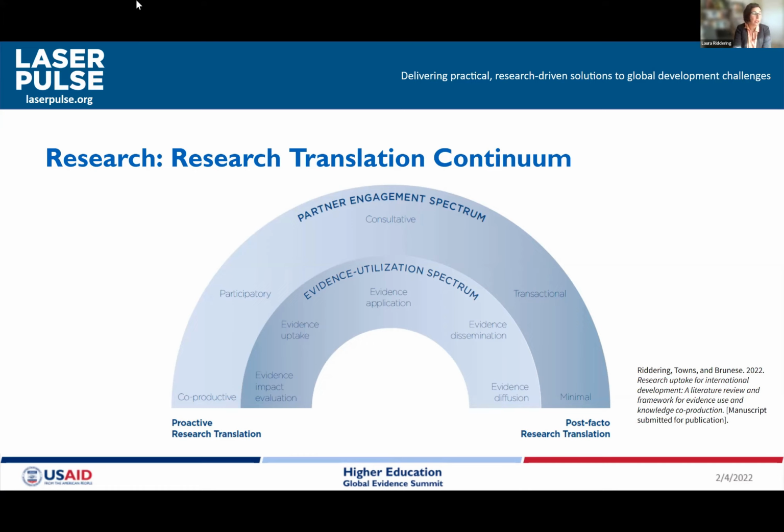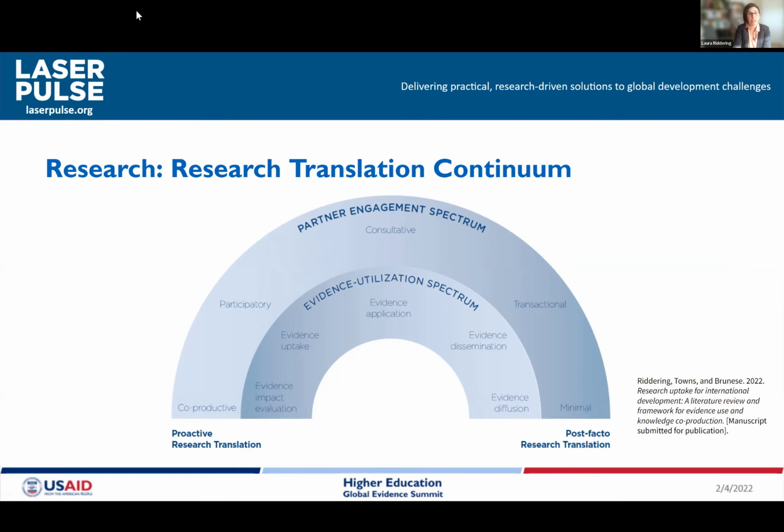And to capture this complexity of research translation, we proposed this conceptual framework called the Research Translation Continuum, which you see here on the slide. This framework illustrates the range of ways to produce useful evidence and the range of ways that academics and practitioners can engage collaboratively with research translation. I apologize for the dog.